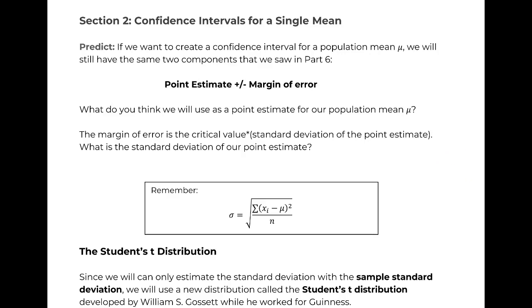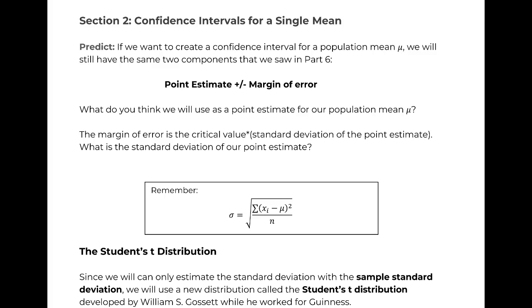All right, so as I said in class, we're going to do everything that we did in part 6. So the next thing we're going to do is confidence intervals. They still have the same format. We're still going to be looking at a point estimate plus or minus a margin of error, but we're going to change some things up because obviously we're not estimating the sample proportion.